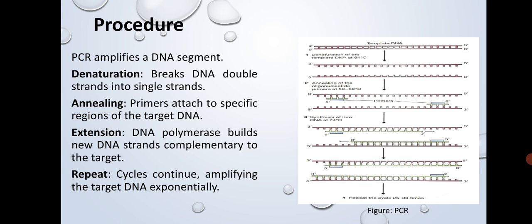Next, if we talk about its procedure, PCR amplifies a DNA segment. In denaturation, DNA is heated to separate the strands. In annealing, the temperature is lowered and primers bind to the specific sequence of interest. Then in extension, Taq polymerase extends the primer, creating copies of the target DNA. Then repeat the cycle, continuing to amplify the target DNA exponentially.